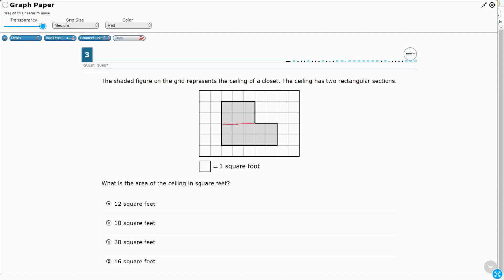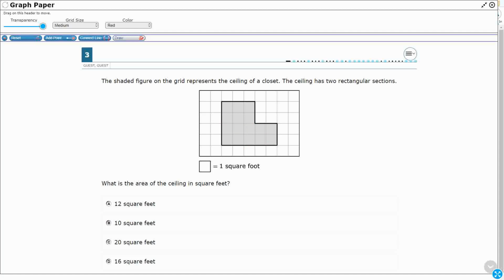So we can say, all right, so we've got a 2 by 3, so this is 1, 2, 3, 4, 5, 6, so that's an area of 6. And then this is a rectangle of 1, 2, 3, 4, 5. This is a 2 by 5. So that is going to be area of 10. Add those up, and you get 16.